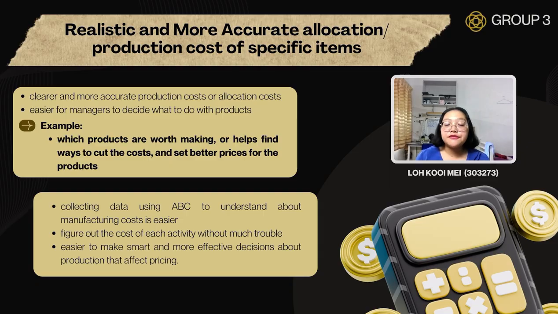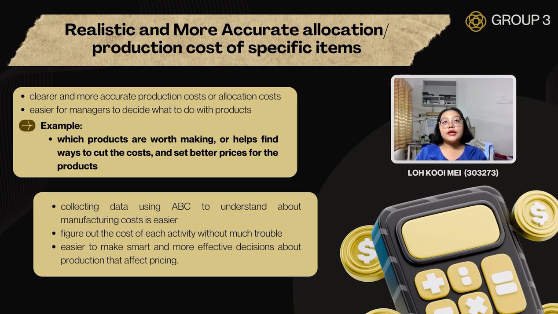The first benefit and advantage of activity-based costing is that it gives you a realistic and more accurate allocation of production cost of specific products. This makes it easier for managers to decide which products are worth making or to help find ways to cut the cost and set better prices for the products.